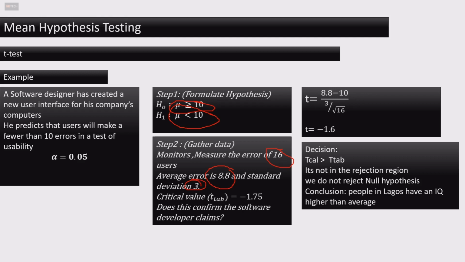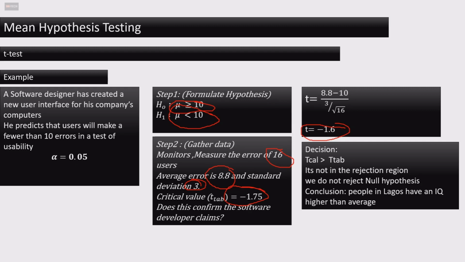Now the critical value is this. Remember, this is our formula for t: 8.8 minus 10, over 3 divided by the square root of 16, and we got our t-cal to be minus 1.6. So in this case, we are concluding that our t-cal, which is this, is greater than our t-tab, which is this. So it is not in the rejection region. We do not reject the null hypothesis.